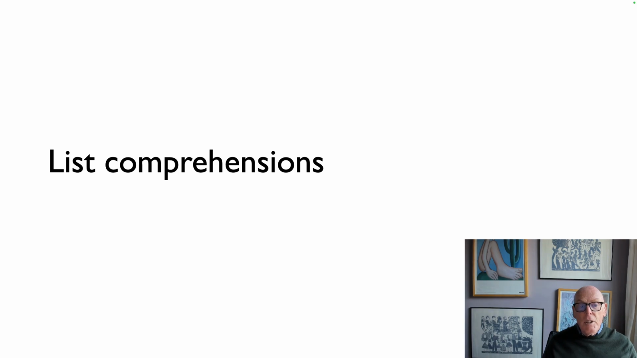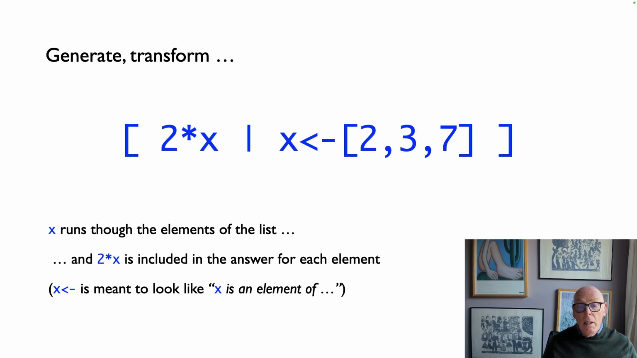This segment covers list comprehensions, which are a very powerful mechanism for defining lists from other lists. The model is to generate and transform elements. So let's look at this first example.